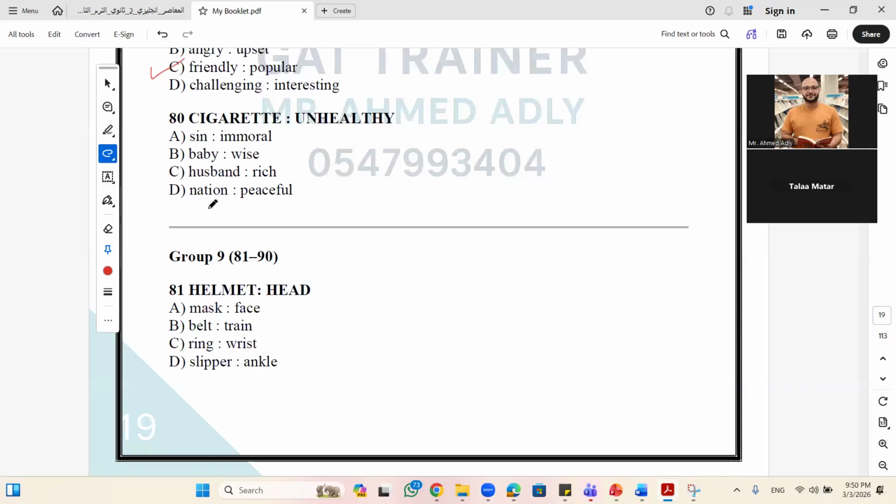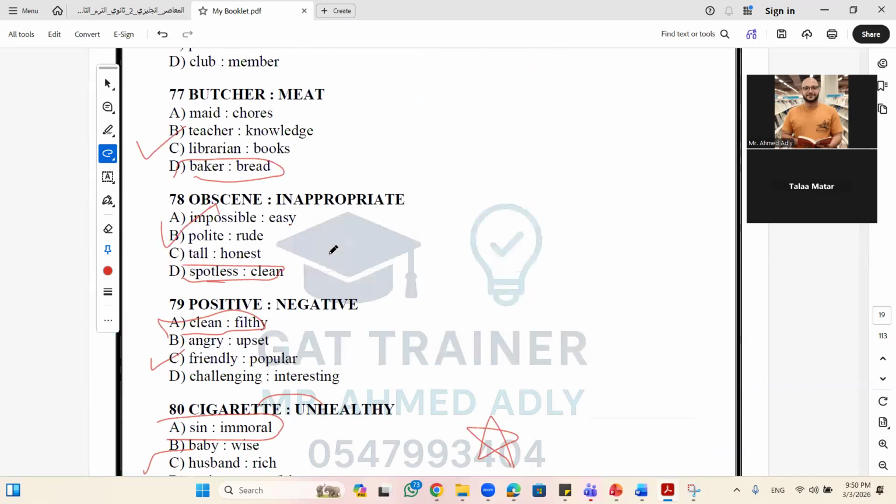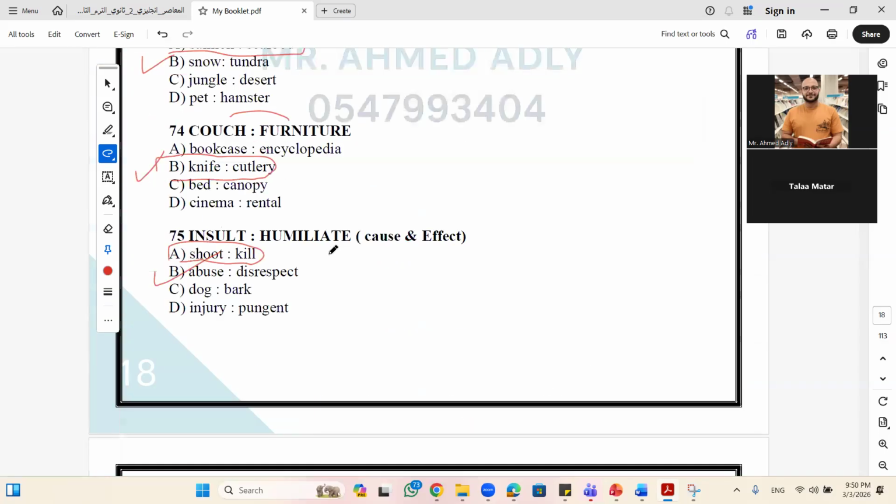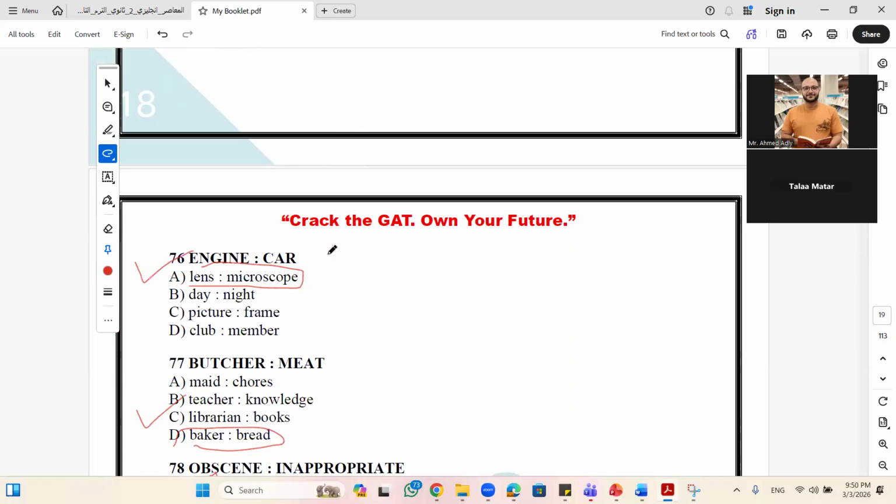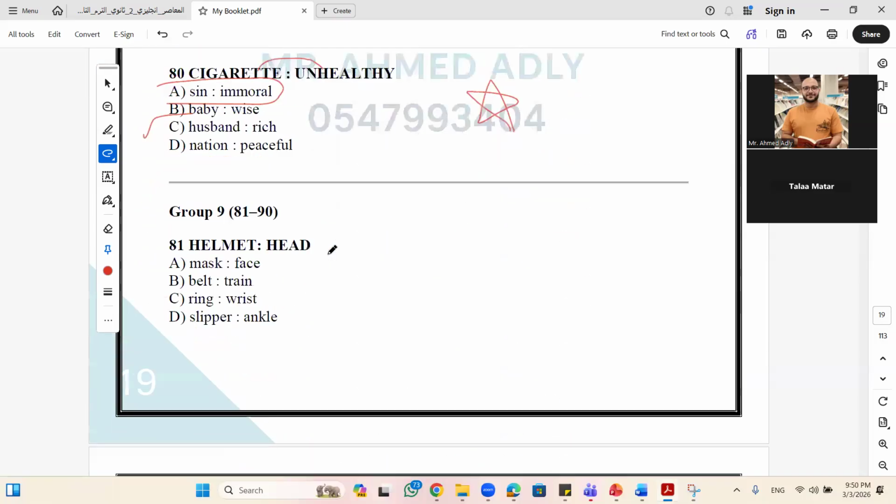Cigarette, unhealthy. So it is one of its characteristics. Sin and immoral? Yeah, that's wonderful. You got 10 out of 10. Wow, you're a big feather in my cap. All right, thank you, here's a gold star. If you get 10 the first time, people say that you might luck out. But if you get it again, then you earn it. Try it again.